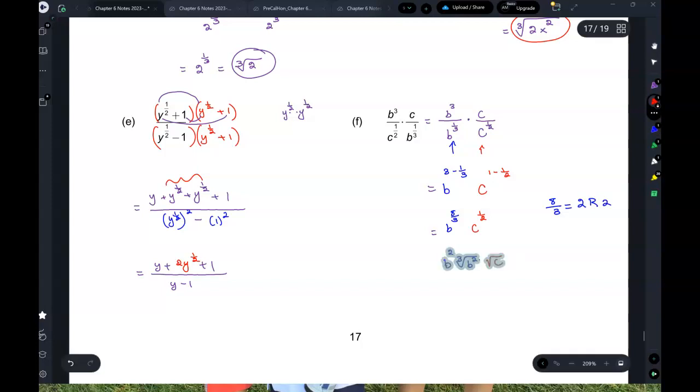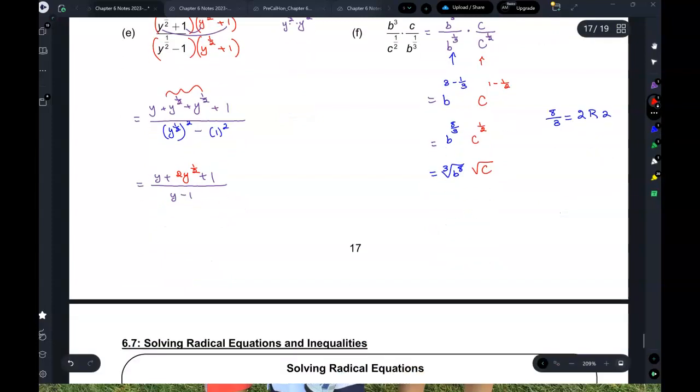Let me add another step in here. Why don't we write this as the cube root of B to the 8, like in the last lesson, and then this is root C. Remember we were doing 8 over 3. That's 2, remainder 2. So what will this turn into? B squared, cube root of B squared, and then times the root C. So that is your final answer.